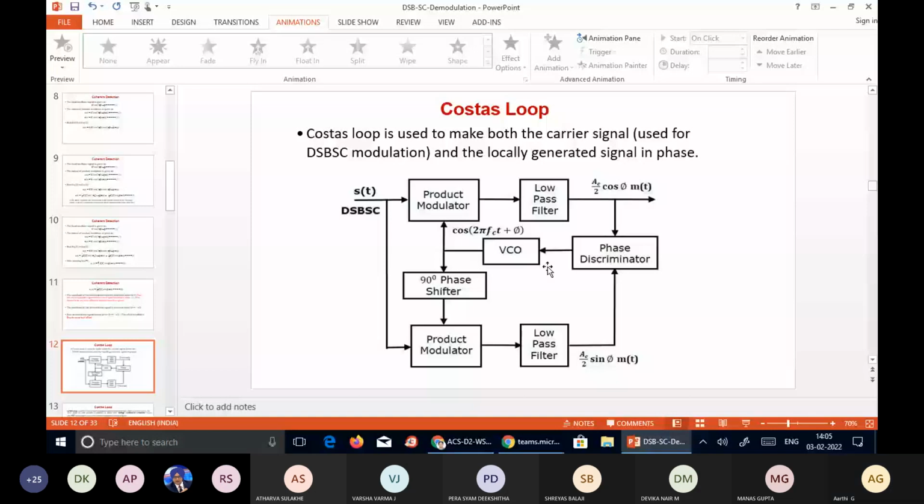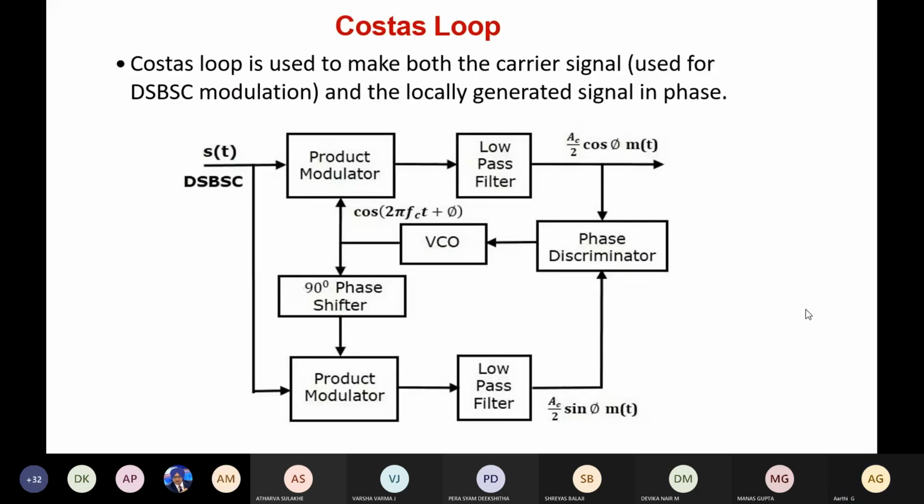So Costas loop is used to make both the carrier signal used for the DSBSC modulation at the transmitter side, and the locally generated signal, in phase. So we are going to make both the signals in phase, and ideally correct any phase errors, if any. Here we are using two product modulators, similar to the previous method. We are using a product modulator and a low pass filter.